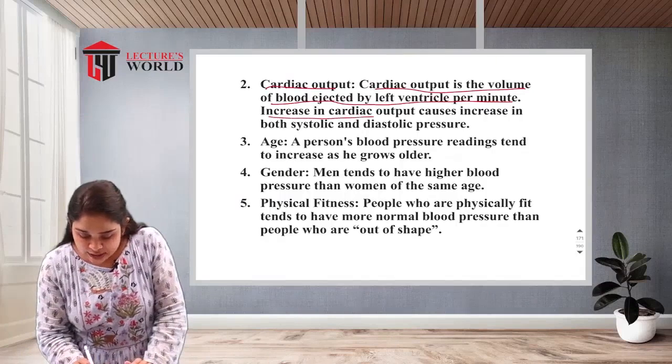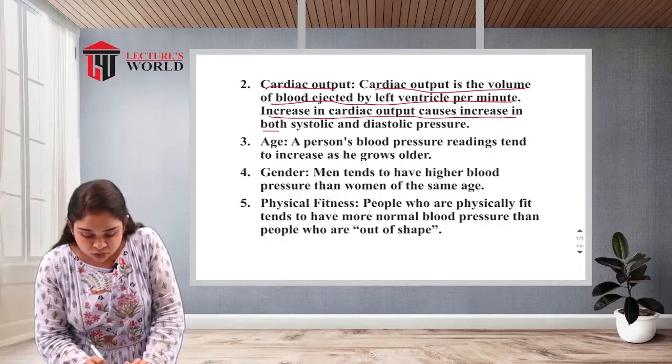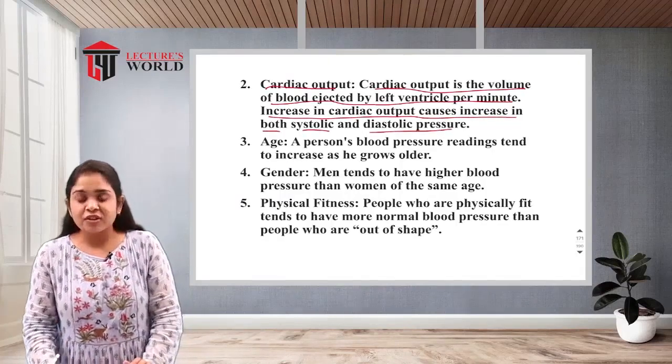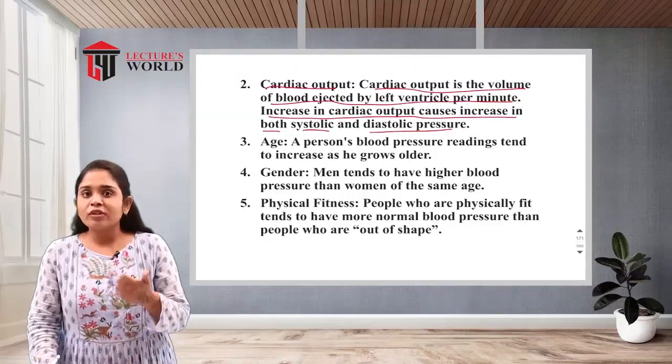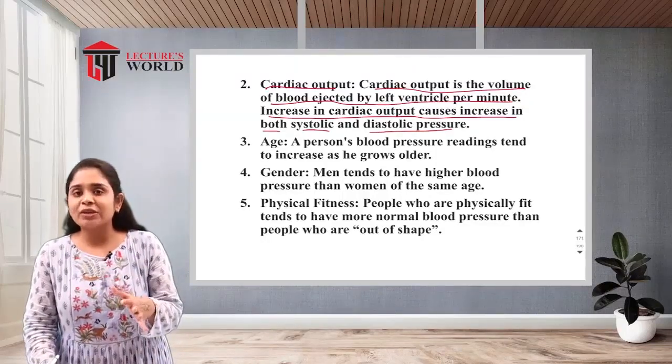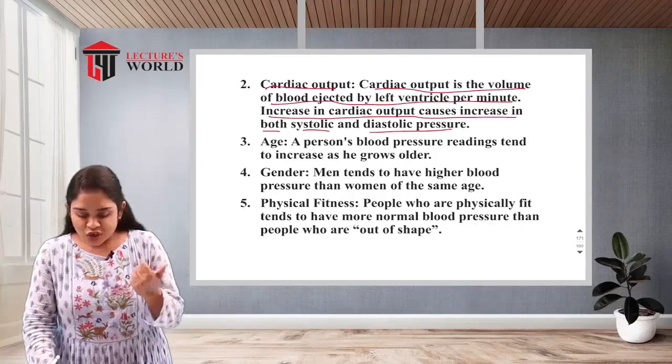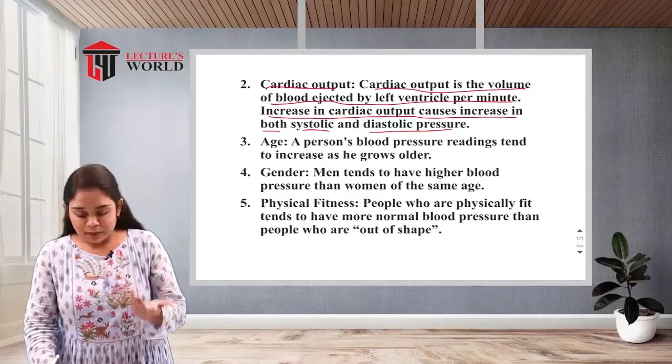An increase in cardiac output causes an increase in both systolic and diastolic pressure. If the cardiac output is more, then the blood pressure is going to be more, so systolic and diastolic pressure will be higher.